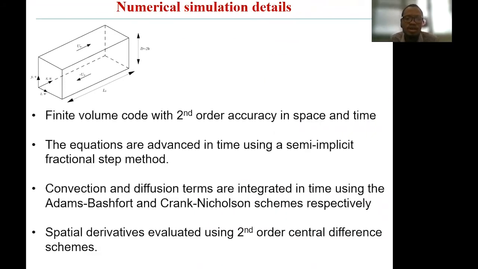For the direct numerical simulations, we make use of the finite volume method. The finite volume code has second order accuracy in space and time. The equations are advanced in time using a semi-implicit fractional step method. In this fractional step method, the convection terms are integrated in time using the Adams-Bashforth scheme, while the diffusion terms are integrated in time using the Crank-Nicolson scheme. And spatial derivatives are evaluated using second-order central difference schemes.